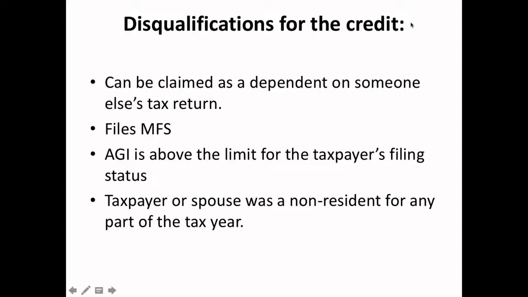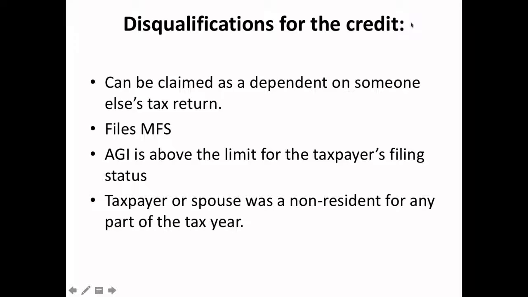If the adjusted gross income is above the limit for the filing status, and we're going to learn that today, what is the income limit for the filing status? If you make too much money for your filing status, you're not going to be able to qualify. So if you are a head of household, and according to the IRS rules, you make too much money to claim this credit, you're not going to be able to qualify.